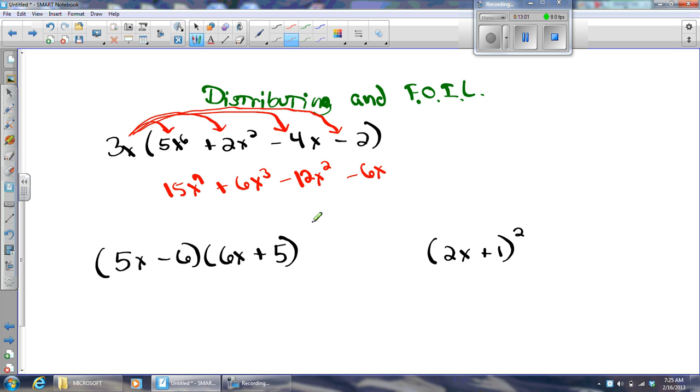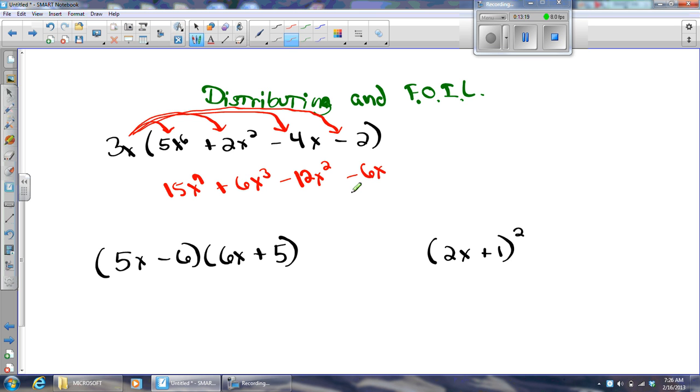I can't combine any of these. I hope Kelsey's listening to this, because one mistake I've seen her do is just try to ram all these together. These are not like terms. Okay, that's an x to the 7, that's an x cubed, that's an x squared, and that's a plain old x. They don't go together.